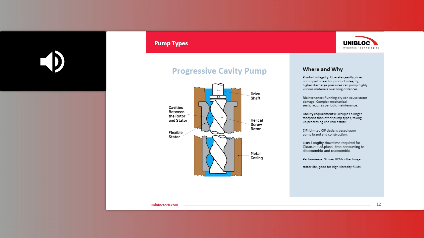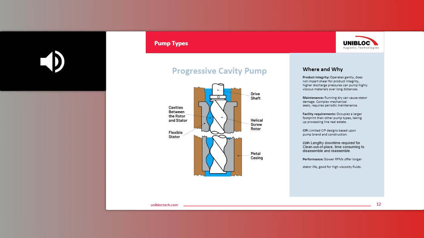Due to the design, most of these pump technologies are not CIP-able, so you have to take them apart to clean. There are some brands that are CIP-able with some external piping connected, bypass lines to allow that technology to clean in the CIP method.